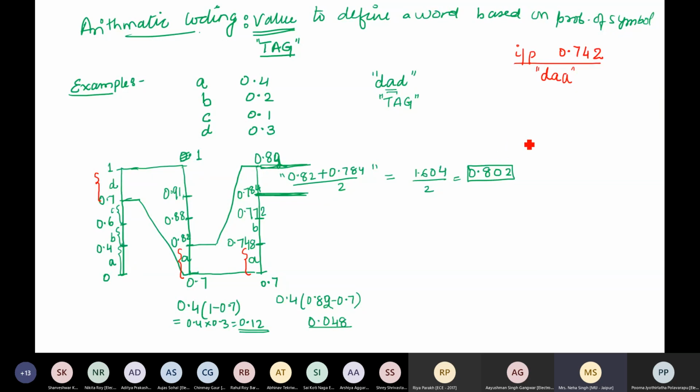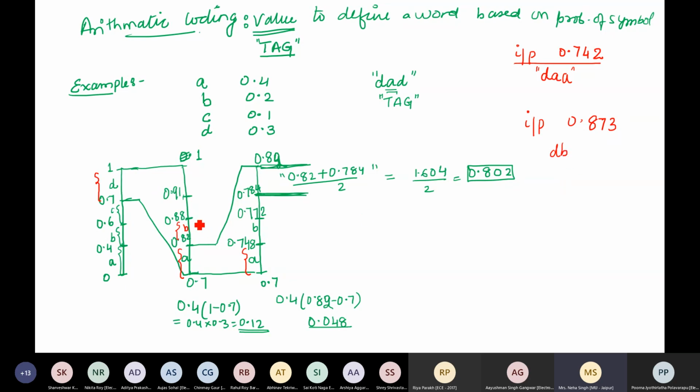ठीक है, if your input value was 0.873, the first thing is where is 0.873 lying? Again D here, so the first symbol would have been D. But now in this range, in the second step, where will 0.873 lie? 0.873 will lie in this range, 0.82 or 0.88 के बीच में. Which means what was the symbol used? The symbol used was B.